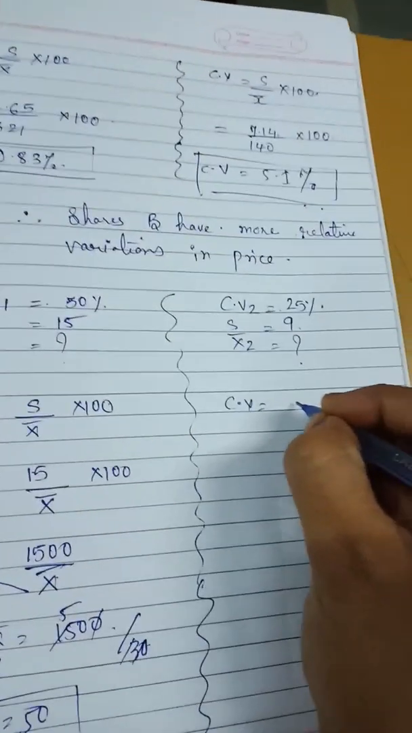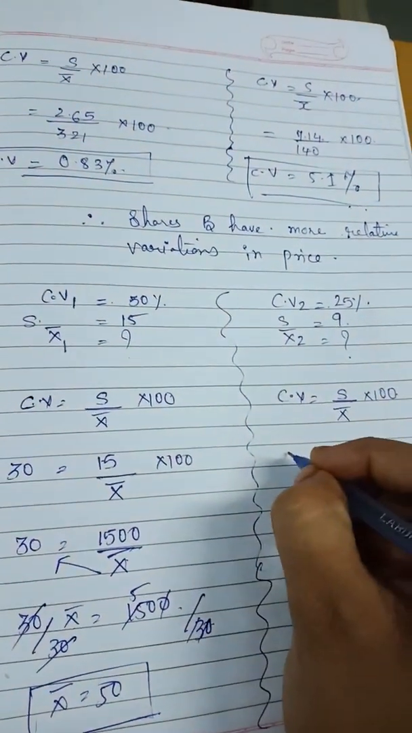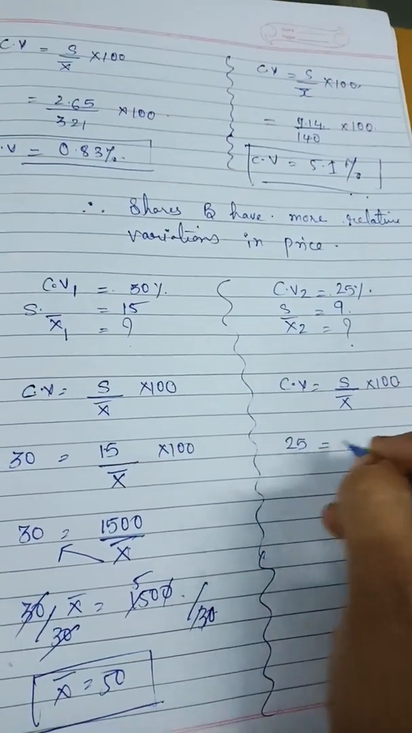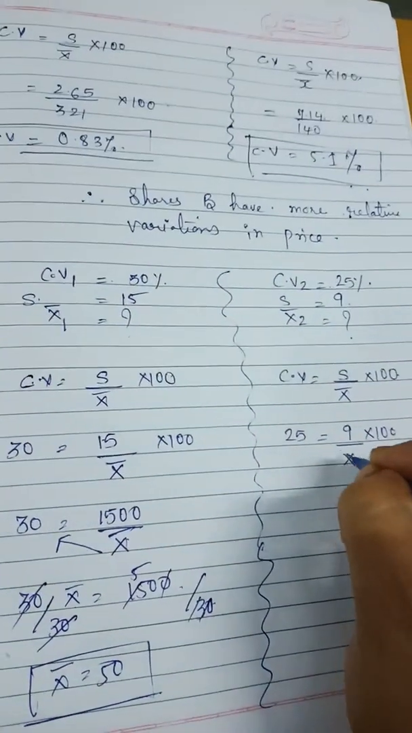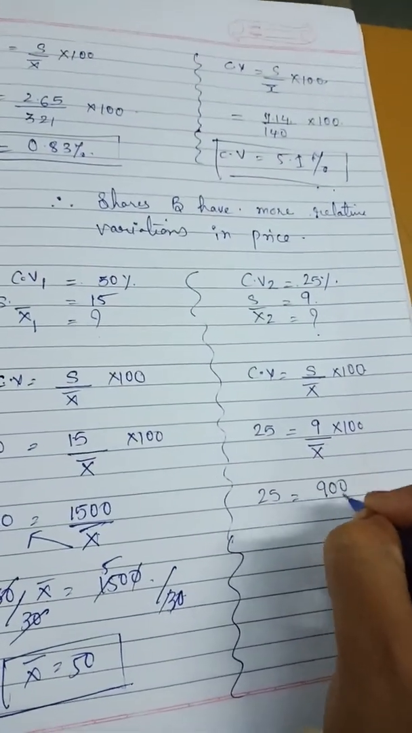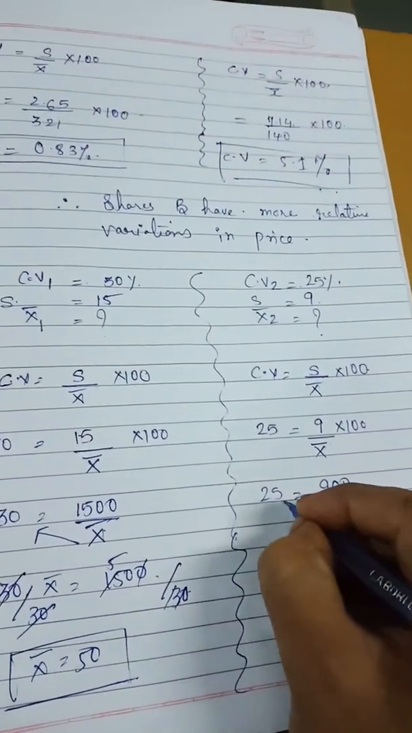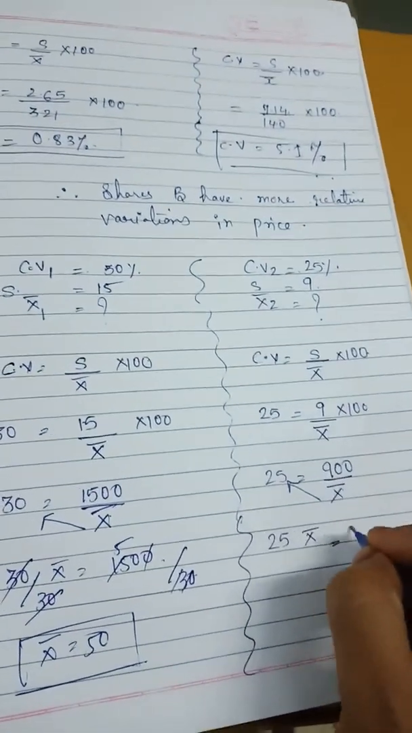CV equals standard deviation divided by mean into 100. CV here is 25. Standard deviation is 9, so 25 equals 9 multiplied by 100, that is 900, divided by mean. Mean we will take to this side. So 25 mean equals 900.